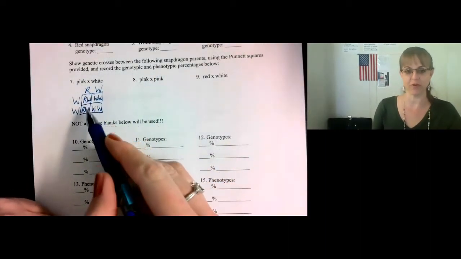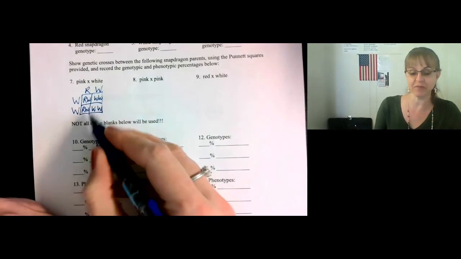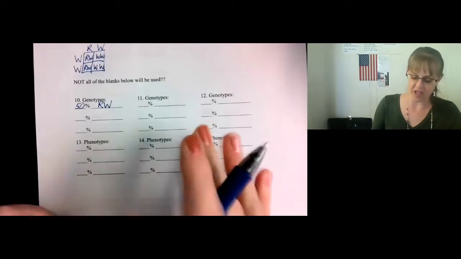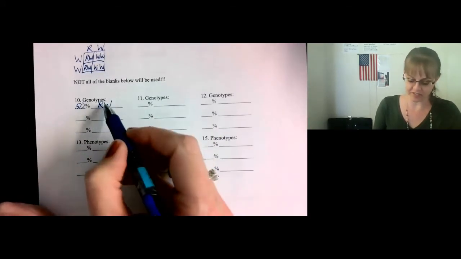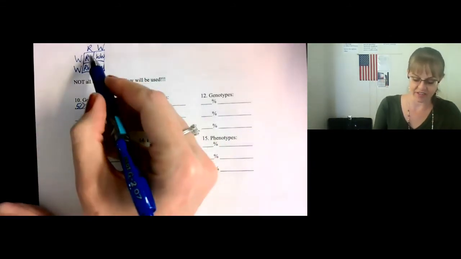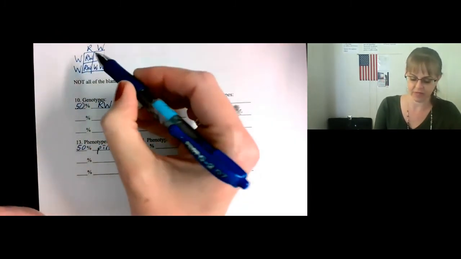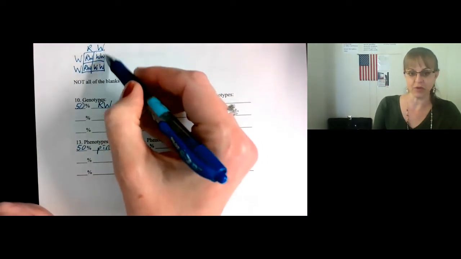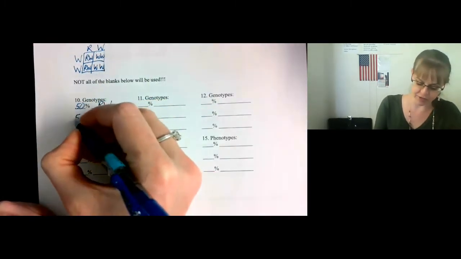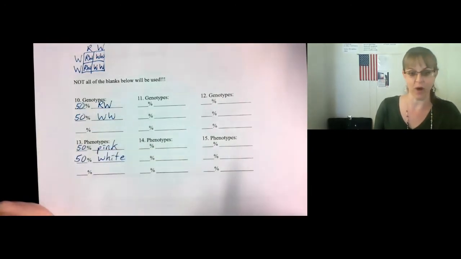The first genotype we get is RW. We get two of those, which means we have 50% of the plants showing up as RW. The phenotype, the physical appearance of RW, is pink. And 50% of your flowers will be pink. WW is white. We have two of those out of four, so that's a 50% chance. And that means 50% of the flowers will be white.